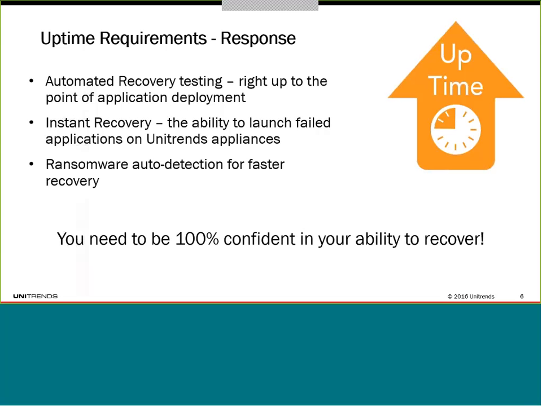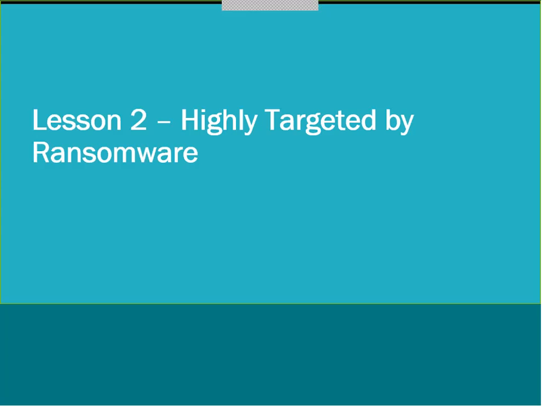And finally, Unitrends has automatic detection of ransomware infection. This is becoming more and more critical as ransomware is becoming a larger and larger industry, and we have a whole section to talk about that later on. But auto detection of ransomware is now a key feature and function. So you need to have 100% confidence in your ability to recover.